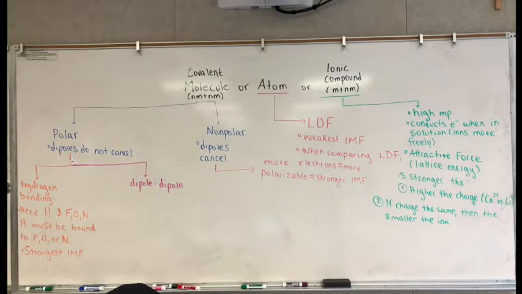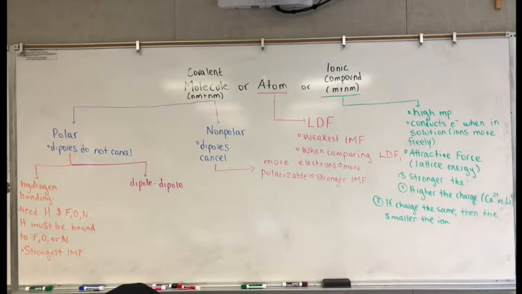If you don't have hydrogen, but your molecule is polar, then you're going to have dipole-dipole attractions. If instead your covalent molecule is nonpolar, meaning your dipoles cancel, then you're going to have London dispersion forces. I'm going to go through that in just a second. The other way you can have London dispersion forces is if you just have an atom all by itself. I'm not saying a metal.